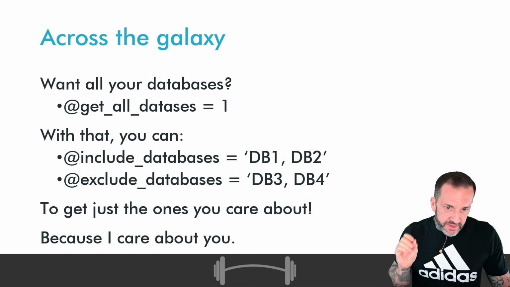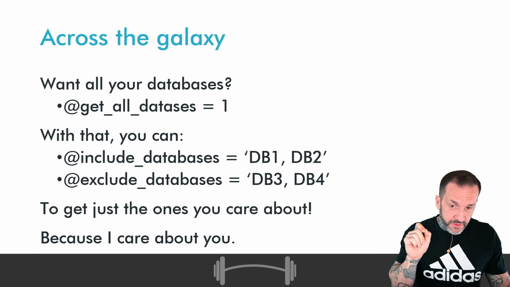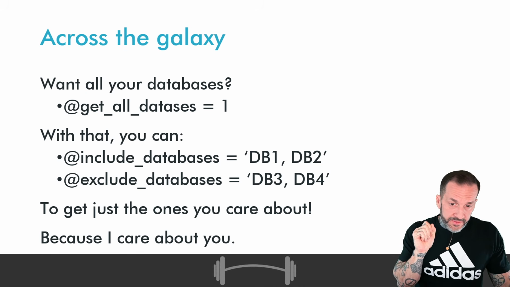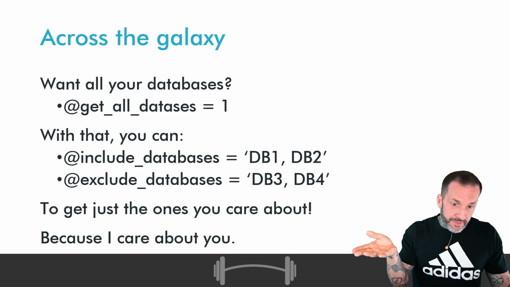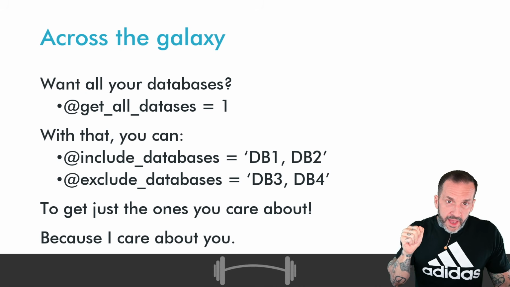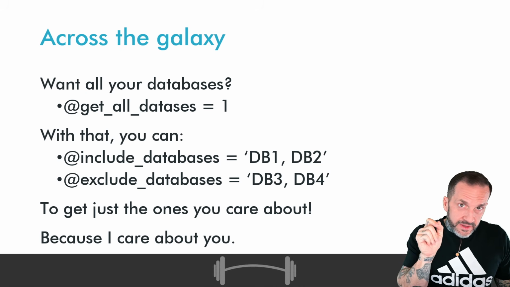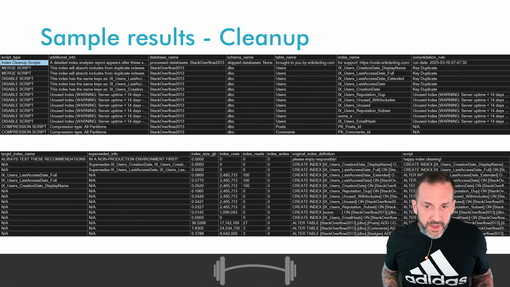You can also choose to get all databases, and you can choose to include or exclude databases as part of that. So if you want to get all databases, but you want DB1 and DB2 and not DB3 and DB4, you can tell the script that and it will do it. And so you get just the databases that you care about, because me, Erik Darling, I care about you.